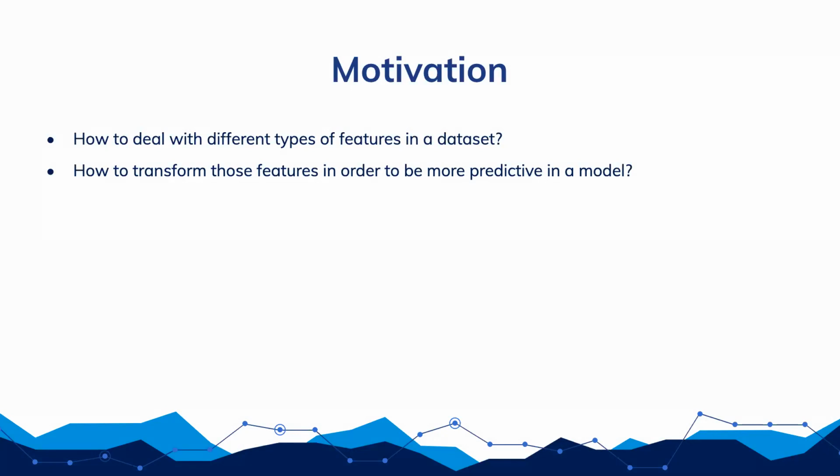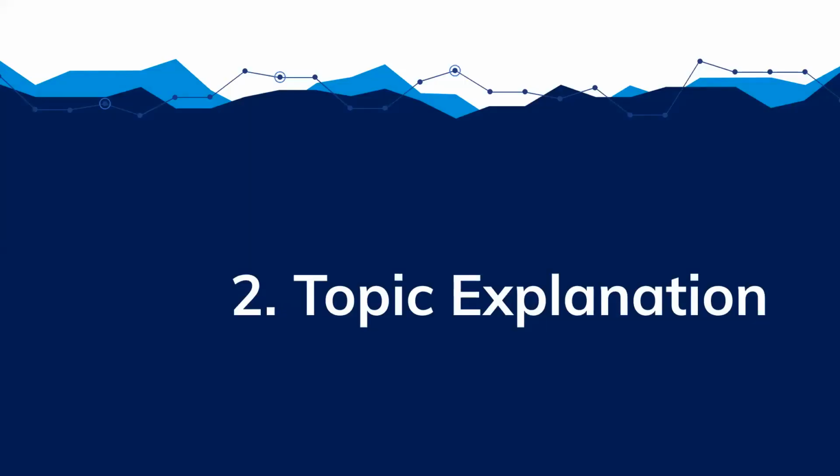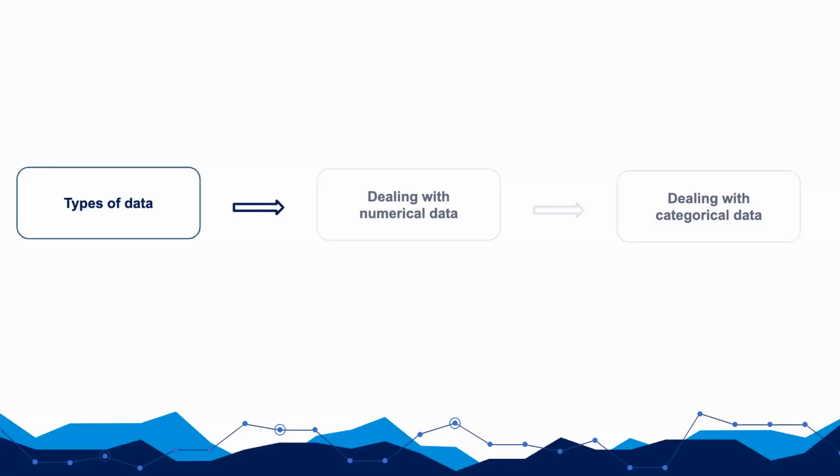We've seen, like yesterday, if you remember, the log transformation, which was a good way to deal with outliers. But there are many other kinds of transformations you can do. And in particular, there's ways to make those transformations much easier to implement, as you'll see. So today, in summary, or in the next 50 minutes, I'll cover the types of statistical data, dealing with numerical features, and dealing with categorical features, okay? Let's start with the types of data.